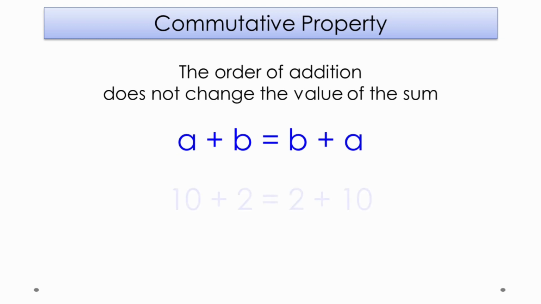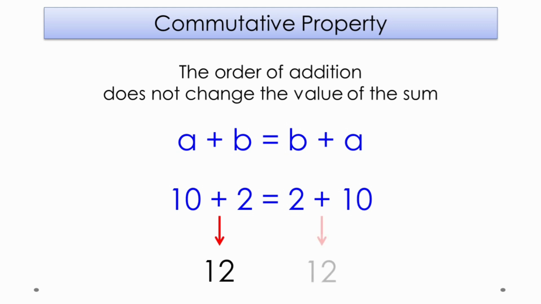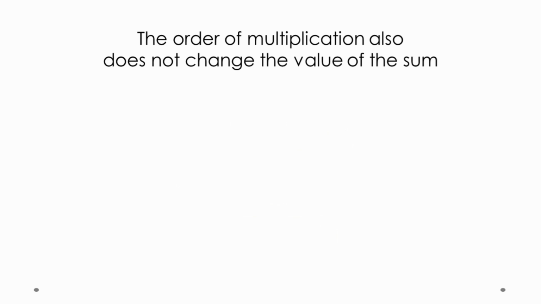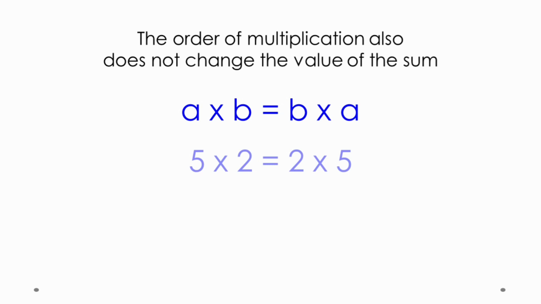That is, 10 plus 2 will be equal to 2 plus 10. 10 plus 2 is 12 and 2 plus 10 is also 12. The order of multiplication also does not change the value of the product. A into b is equal to b into a. That is, 5 into 2 will be equal to 2 into 5. 5 multiplied by 2 is 10 and 2 multiplied by 5 is also equal to 10.